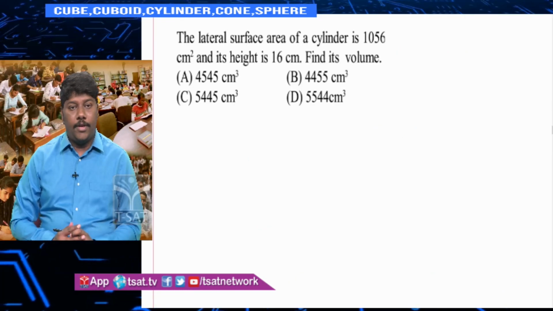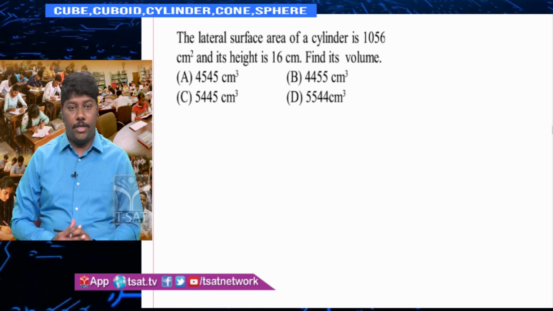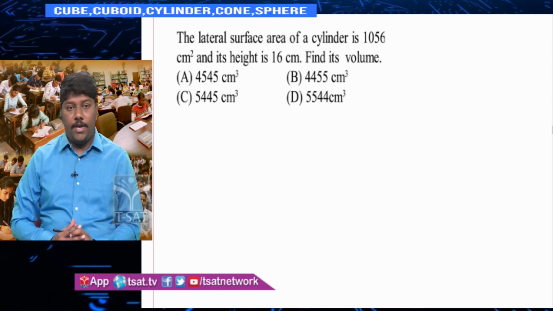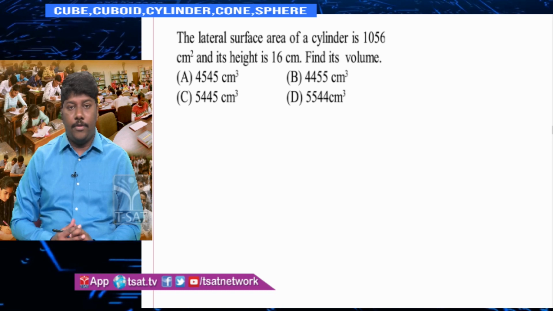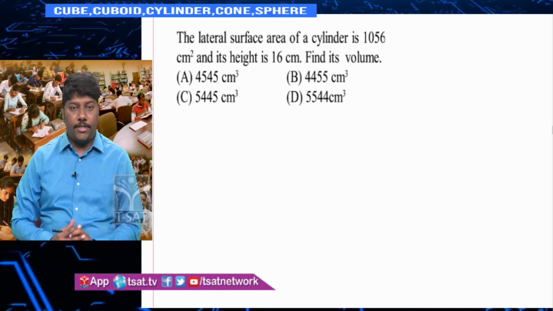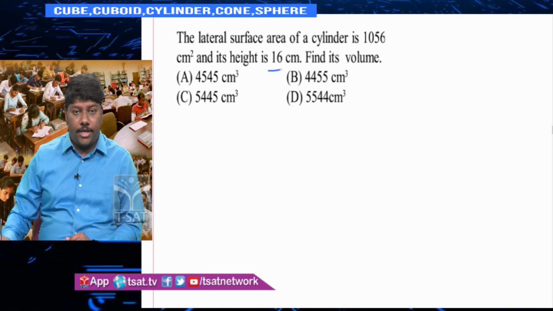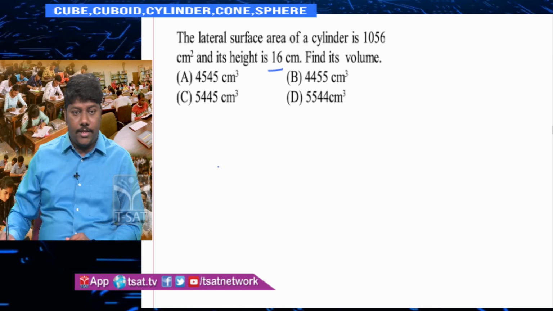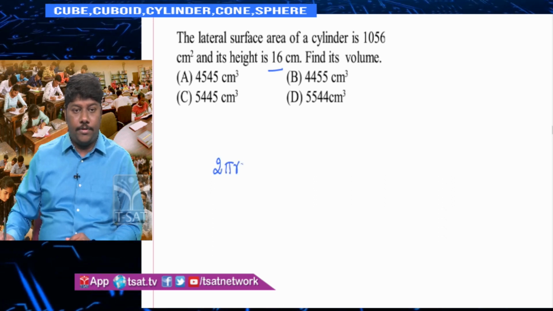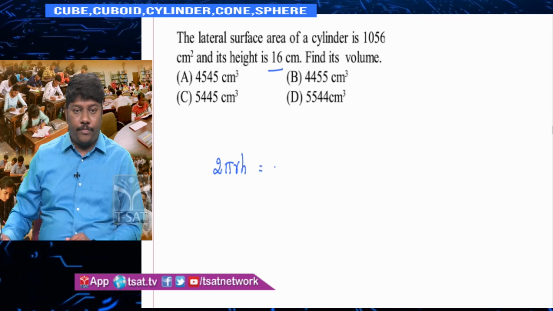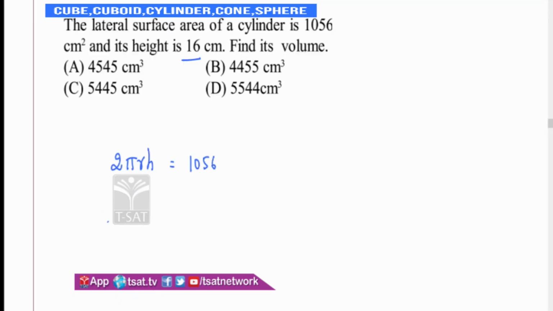Look at the next one. The lateral surface area of the cylinder is 1056 centimeter square and its height is 16 centimeter. Find its volume. The lateral surface area of a cylinder is given as 1056, height is 16. You have to find out its volume. Lateral surface area is 2 pi r h. Two into 22 by 7. We don't know the radius, so just find out the radius. Height is 16.